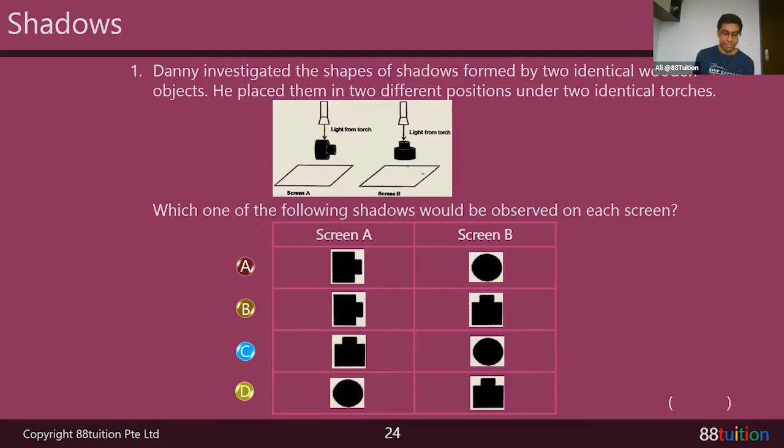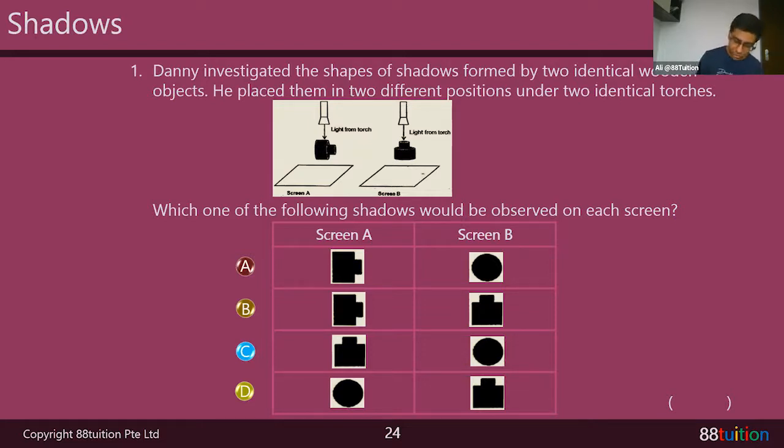Then he investigated the shape of shadows formed by 2 identical wooden objects. He placed them in 2 different positions under 2 identical torches. Now this is a primary 5 question. Huh? Ali is still not primary 6 yet. If this is still primary 5, what is primary 6, right? You will come. I will show you. That means your PSLE will not have even this question, which is too easy. We think it's too easy for you. If this is too easy, what is difficult? Okay, we will look at it.